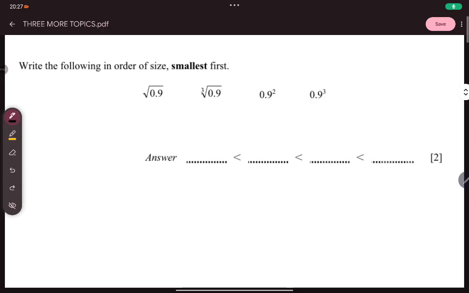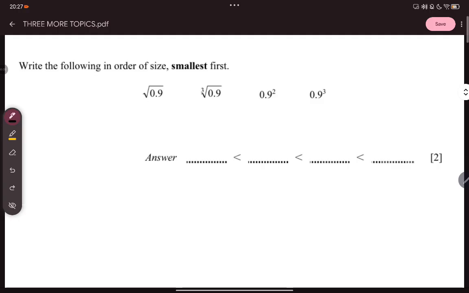So our next exam question, write the following in order of size, smallest first. And it looks like another one where they're going to be trying to confuse us a little bit with all these 0.9s, but let's see what happens. Why not pause the video, try it, and then press play, and we can compare our answers. The trick for this, the method for this, remember it's the same every time apart from the numbers. Work these out as decimals, so square root 0.9 on your calculator.